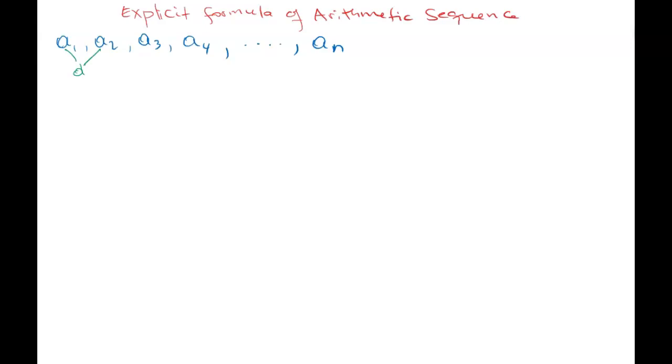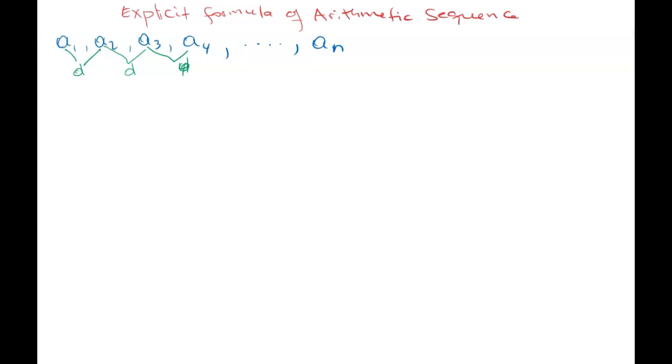Okay, so when I add D, the common difference, to the first term, I get the second term. And then when I add that same number to the second term, I get the third term. And when I add that same number to the third term, I get the fourth term, and so on and so forth. So we're going to use this information to write out the explicit formula for an arithmetic sequence.